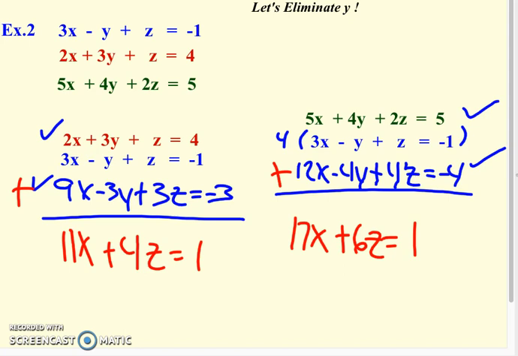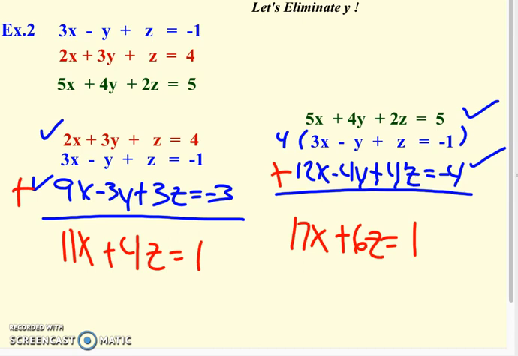So I'd have 12, negative 4, 4, and negative 4. And then make sure that I add them together correctly. So my y's drop out in both cases. I've got 17 and 6 and 1. And 11, y's drop out, 4z and 1.